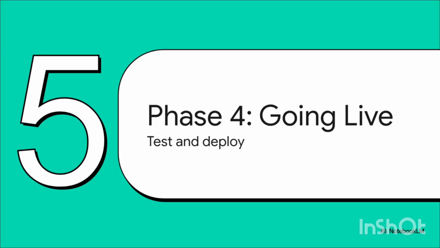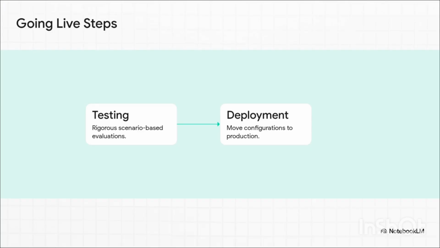Which brings us to the final stretch. Phase 4, going live, testing and deployment. We've built the blueprint, we've made the handshake, we've set the rules. Now, we cross the finish line with Step 9, testing. And we're talking about rigorous scenario-based evaluations here. You absolutely cannot skip this. Once the testing proves your configuration is rock solid, we finally move to Step 10, production deployment. This is where we push our carefully crafted setup into the live environment.